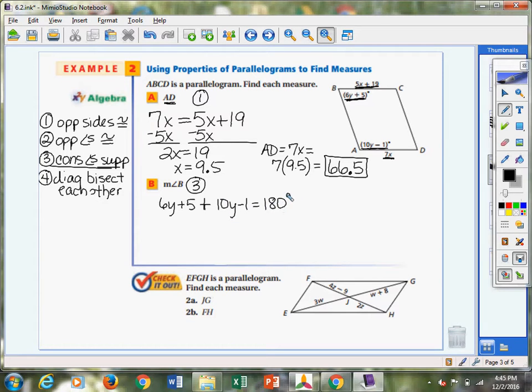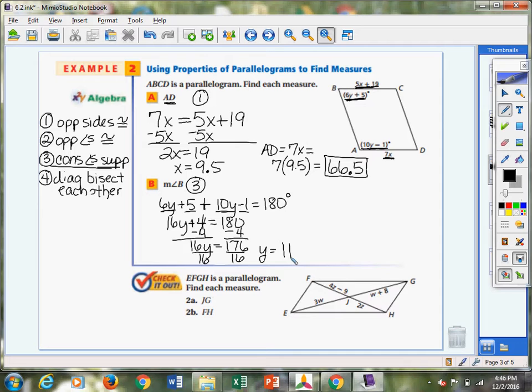So we've created an algebra problem. So let's add our like terms. We've got 16y, 5 minus 1 is 4. And then we're going to take away 4. And we've got 16y is equal to 176, and then divide each side by 16. And we've got y is 11. Okay, well, they didn't ask for y.